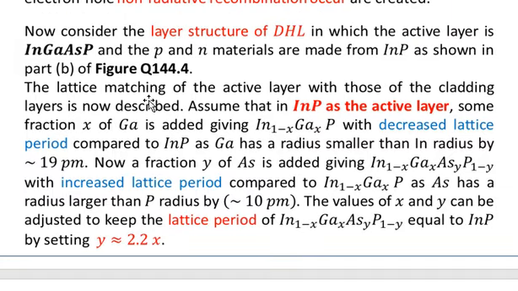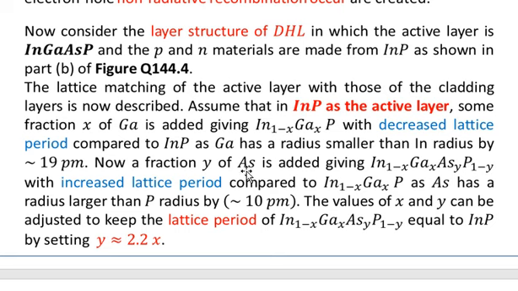The lattice matching of the active layer with those of the cladding layers is not described. Assume that in indium phosphate as the active layer, some fraction x of the gallium is added, giving indium 1 minus x gallium x phosphate with a decreased lattice period compared to indium phosphate, as gallium has a radius smaller than the indium radius by about 19 picometer.